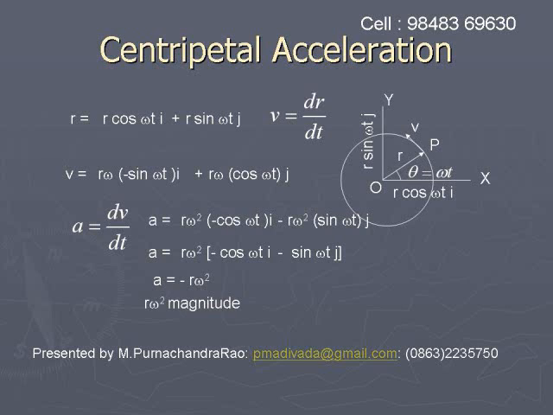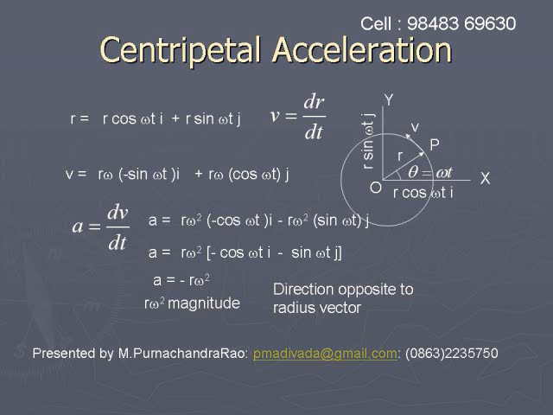You obtain these derivatives in mathematics. So mathematics students can follow easily, and biological students have to memorize these relations. So acceleration a is equal to r omega square into minus cos omega t i minus sin omega t j, or it can be written as minus r omega square a in scalar form.